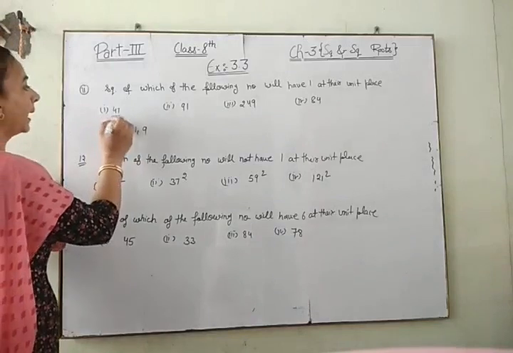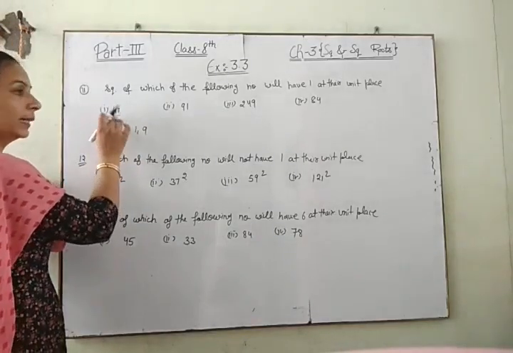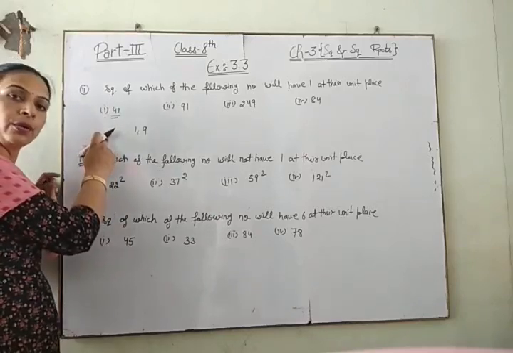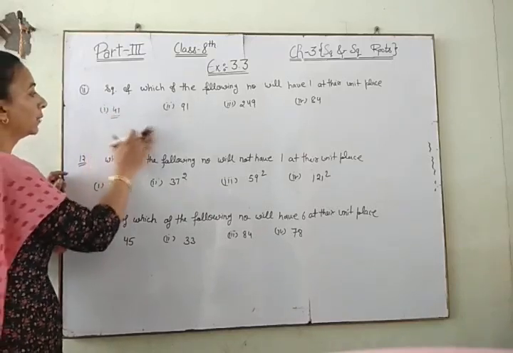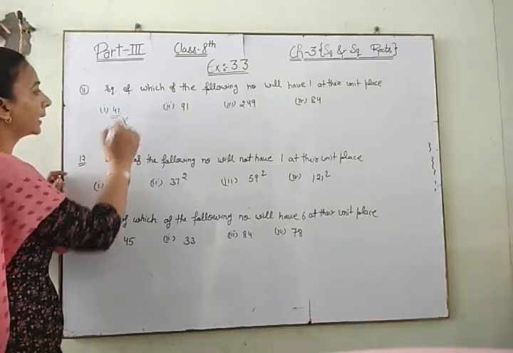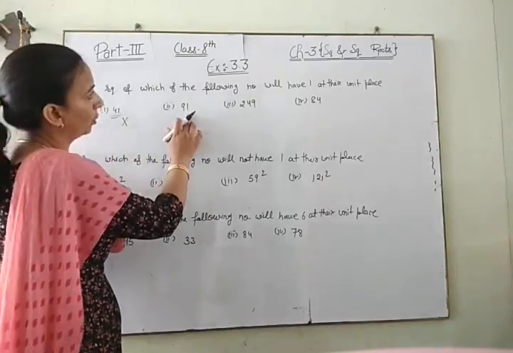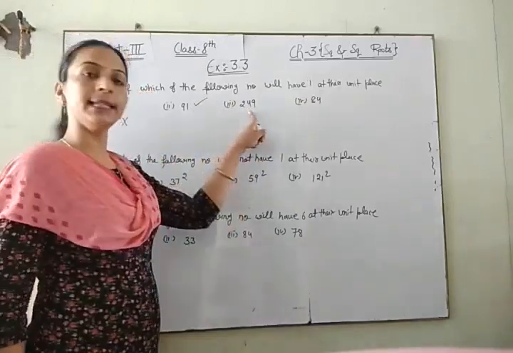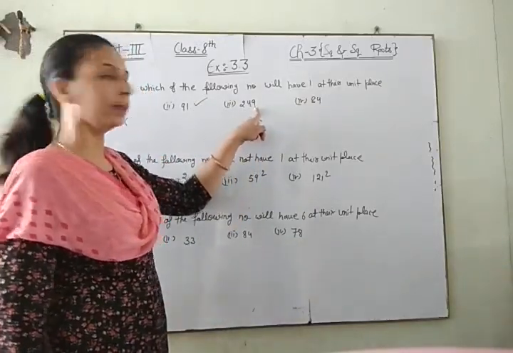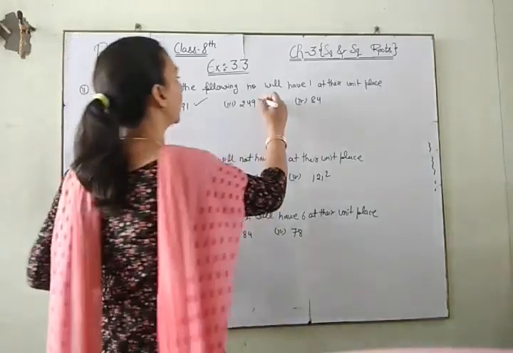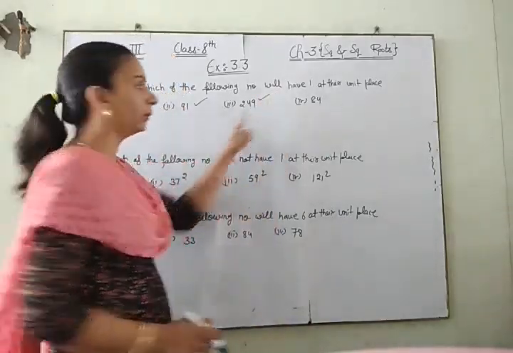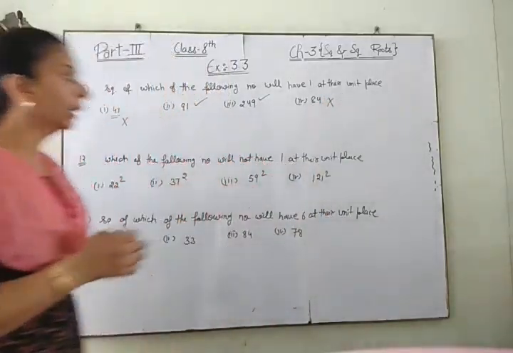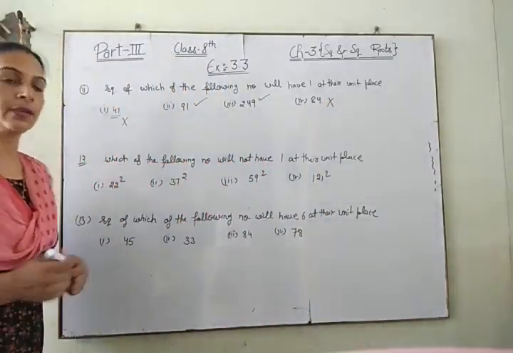So this number ends with 7. If we find the square of this, then the unit place is not equal to 1, the square of 47. Next, the unit place is 1, so 1 at their unit place. Yes, this number ends with 9, so the square of this is also 1. Next, this ends with 4, then the unit place of this square is not equal to 1.